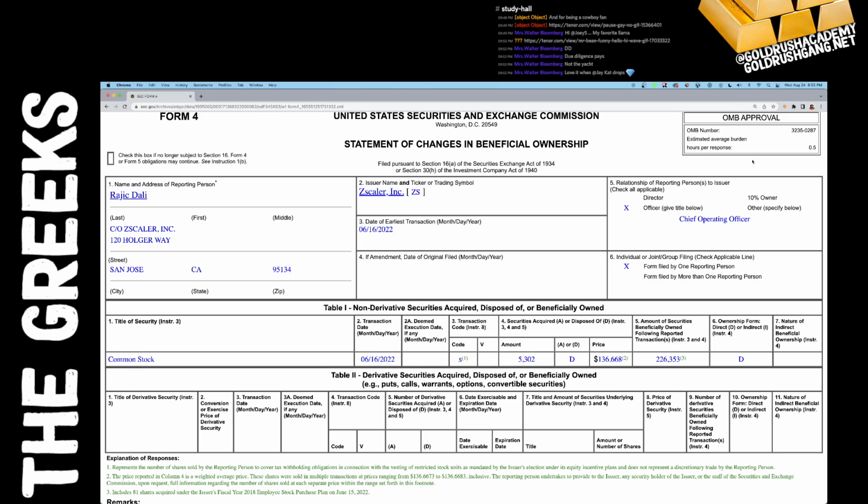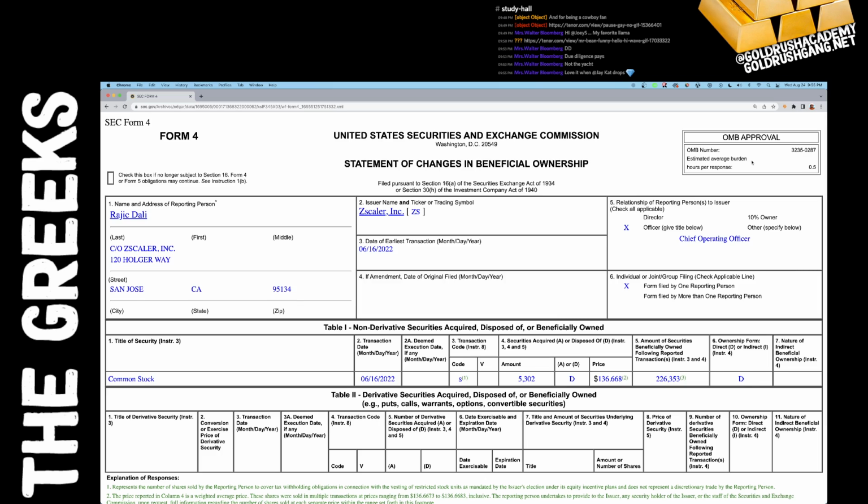So, if anybody's interested in tackling SEC filings, generally speaking, lockup periods are 90 to 180 days from the IPO.